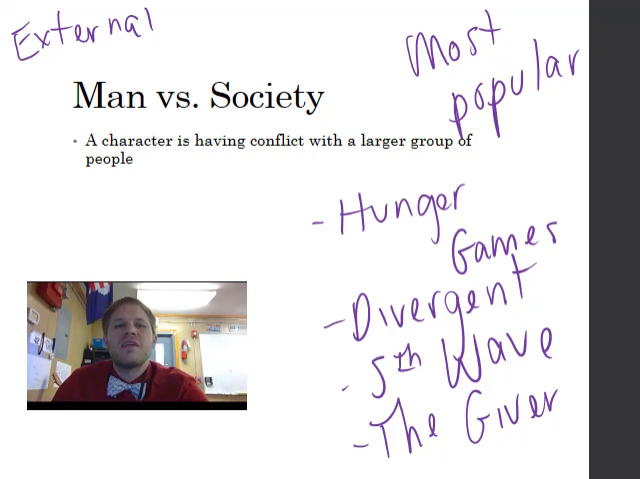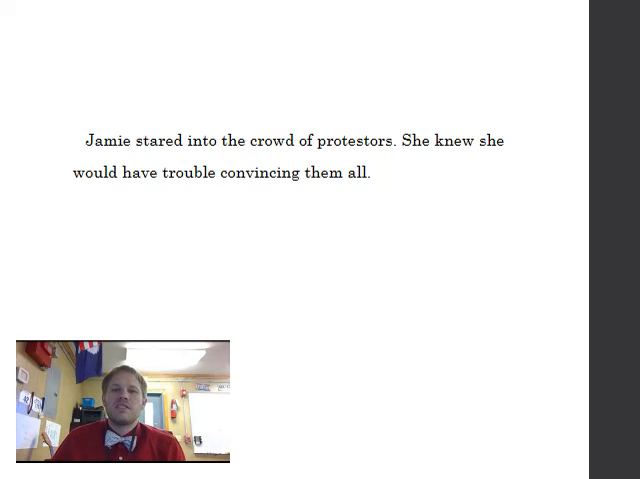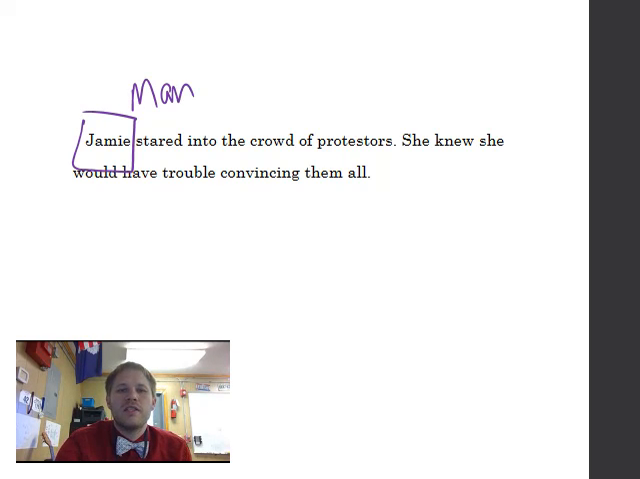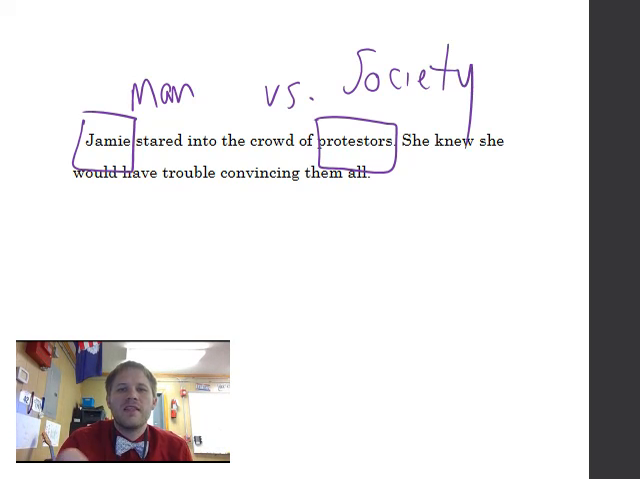So let me show you a couple of simple examples. Here's one. Jamie stared into the crowd of protesters. She knew she would have trouble convincing them all. So your clues here: you have Jamie, who's our main character. She would be our man, right? And she is going against the protesters, a large group of people. This is man versus society.